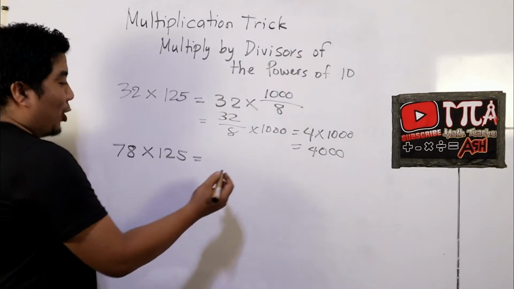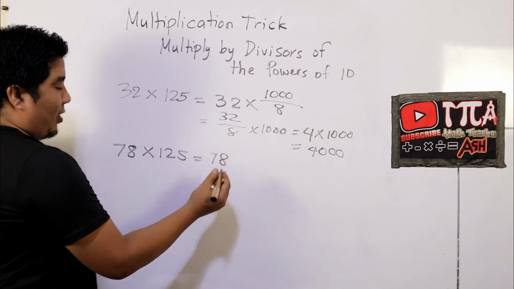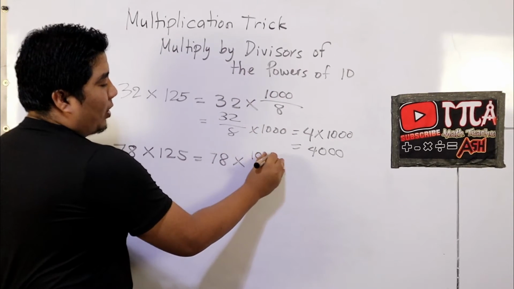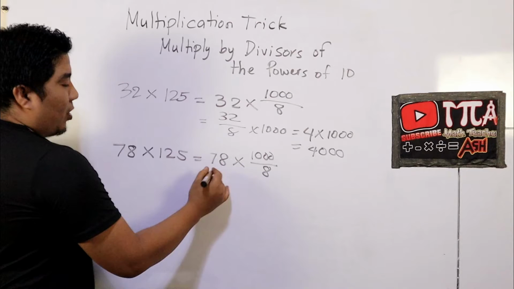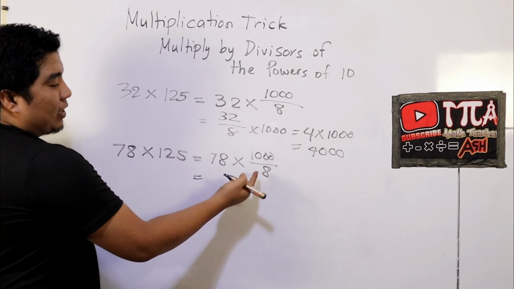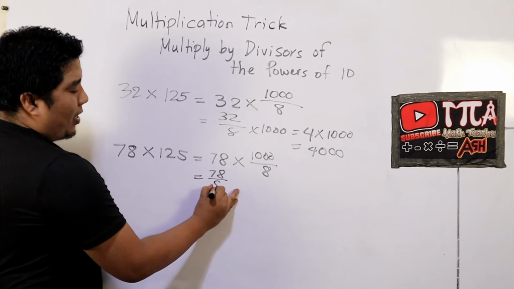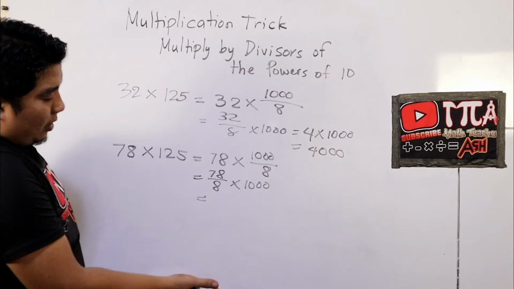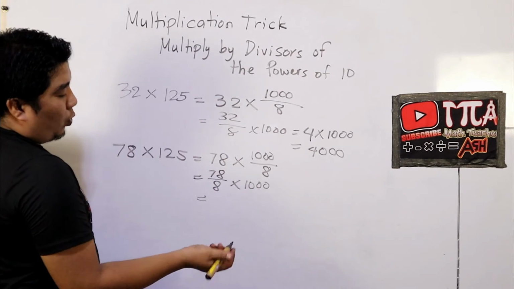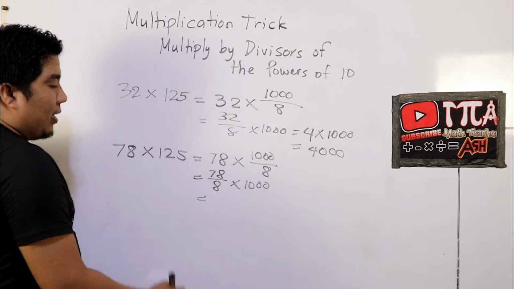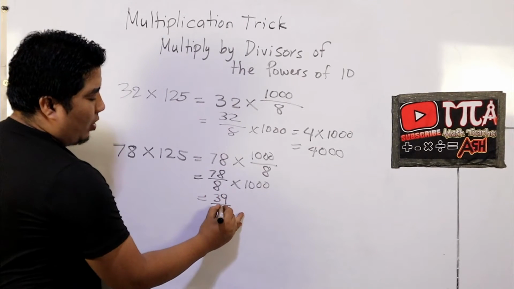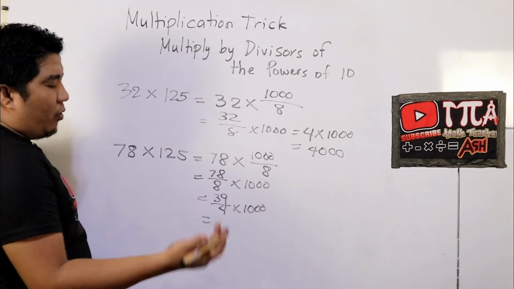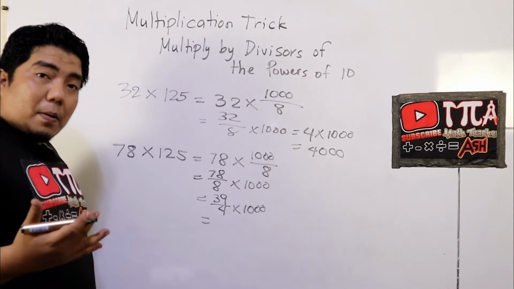125. Okay, so what you will do is, you convert your 125 into the powers of 10. So that will become 1,000 over 8. Okay? And then, you can transfer the over 8 to your 78 here. So you can simplify it. Okay? So having this, you can get the lowest term by dividing it by, I think, 2. So what is the half of 78? That is 39. So you have 39 over 4. And then, times 1,000. Now, 39 over 4, you could just divide 39 by 4.